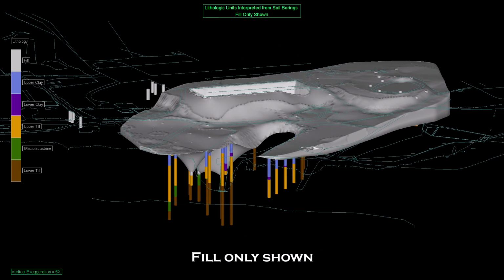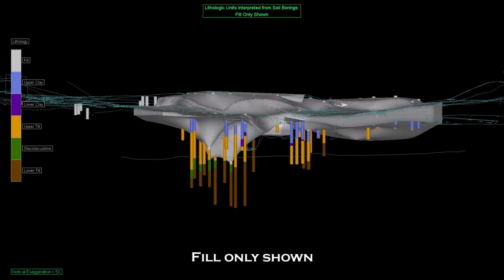Now we showcase EVS's ability to show individual layers, one layer at a time.